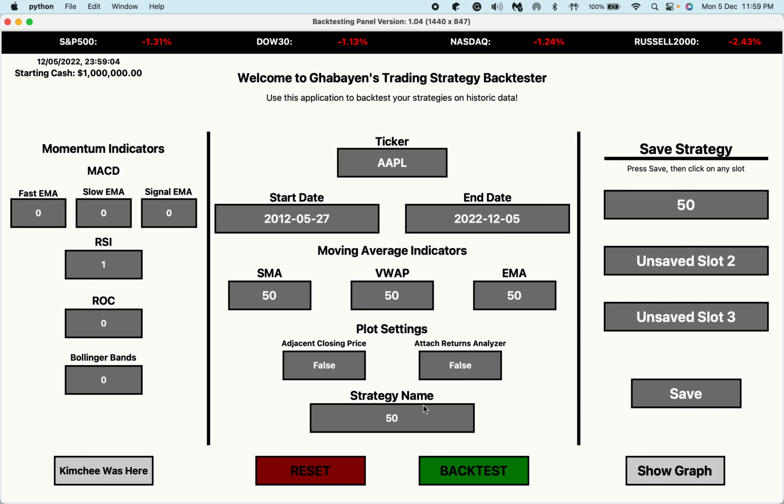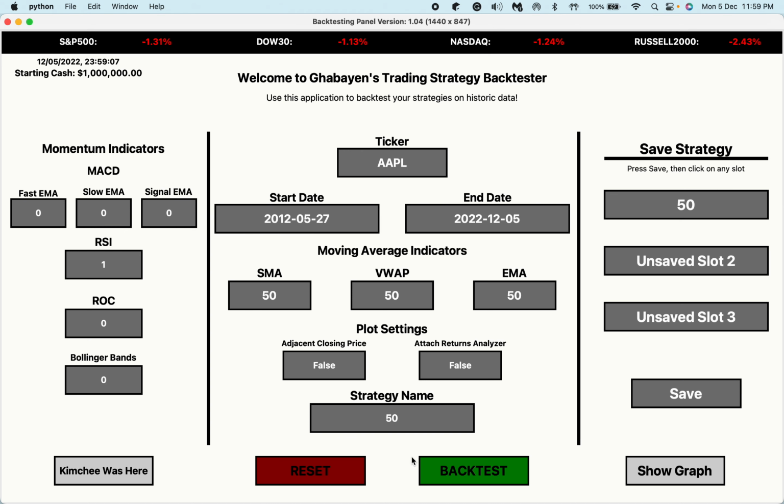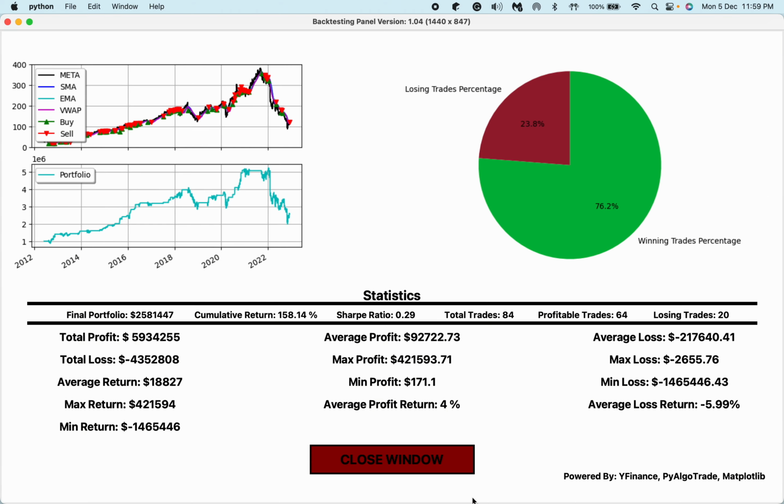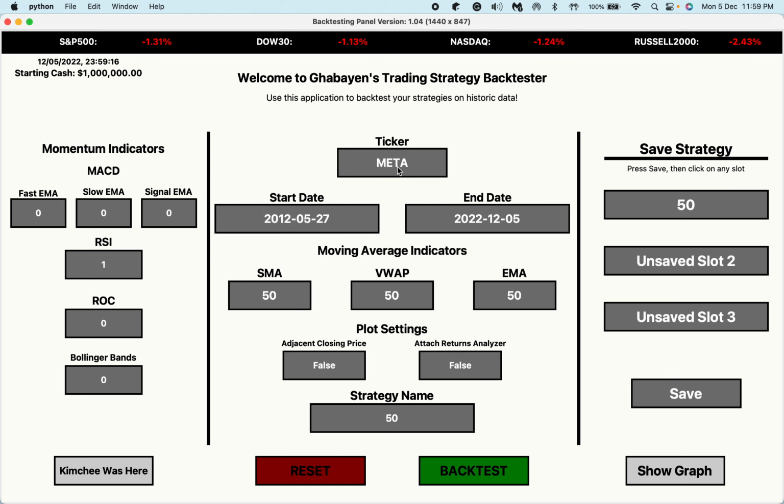So there's that. I can also try the strategy with Meta. So, for instance, I'm going to press backtest, and boom, yeah, see. And I can even go back to saying meow. It's not going to let me do it. It's just not going to let me execute, as you can see over here.